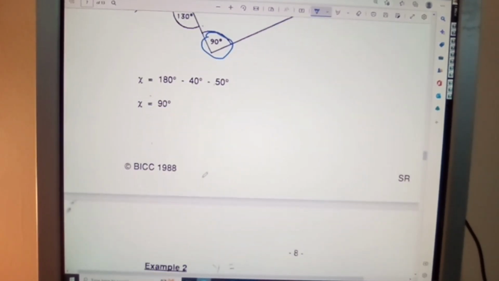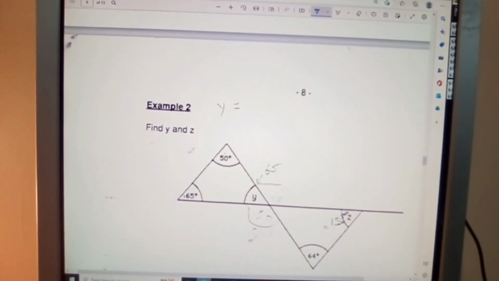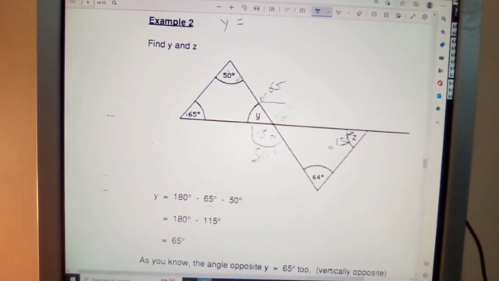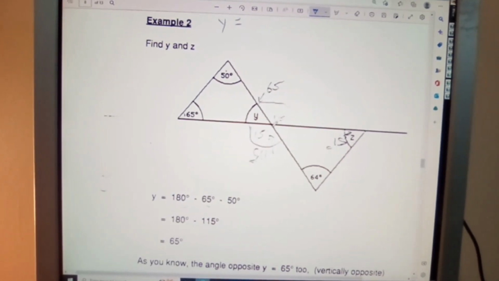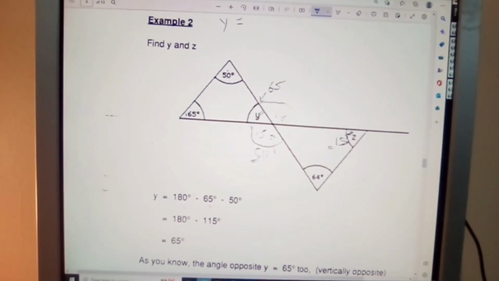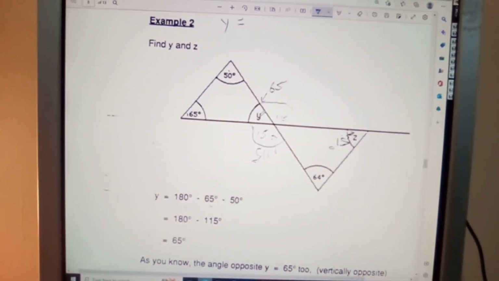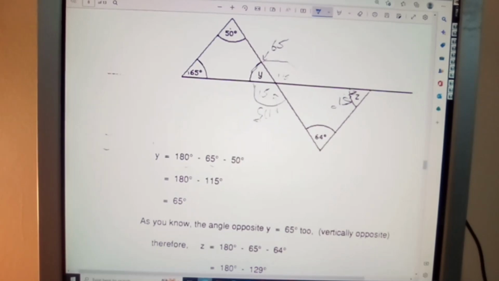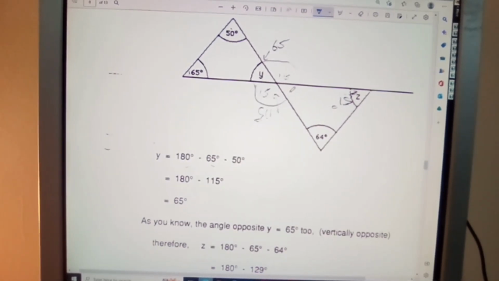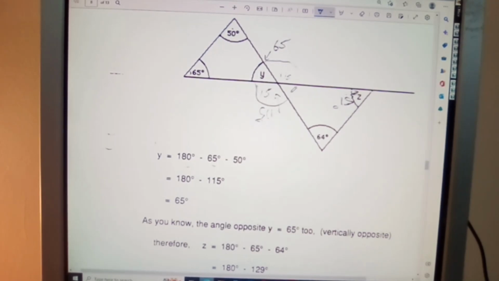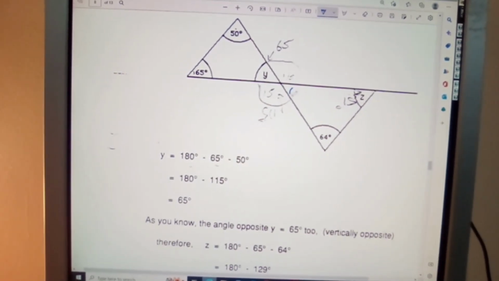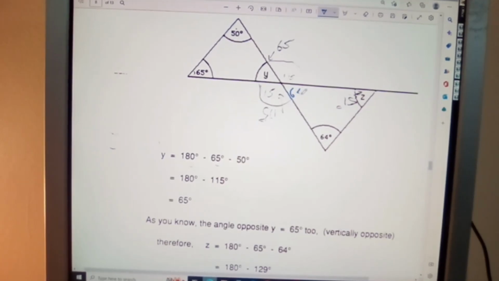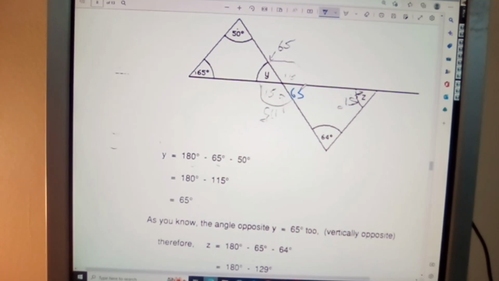Find y and z. Starting with y: these three angles should be equal, so the value of this here should match the value of this. Here you can do 180 minus 115, which leaves you 65. Therefore, the angle there should also be 65 degrees.